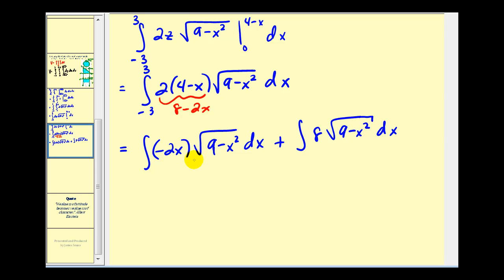Now the reason I wanted to do that is this first one is going to require u substitution, and this one is going to require trig substitution. So here we'll let u equal 9 minus x squared. So differential u is going to be negative 2x dx. That's a perfect match here. The integral of the square root of u, or u to the 1/2 du, is going to give us u to the 3/2 divided by 3/2, or 2/3 u to the 3/2.